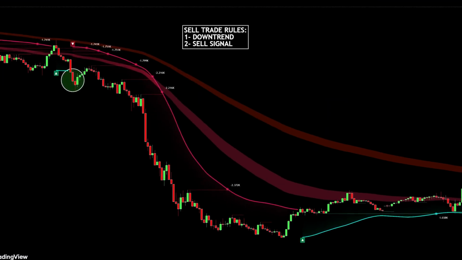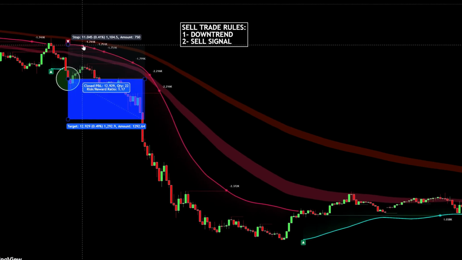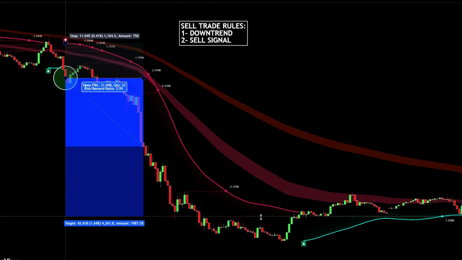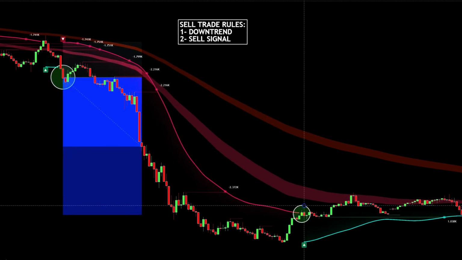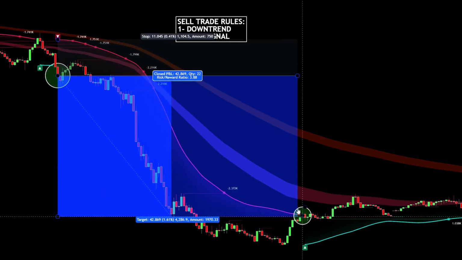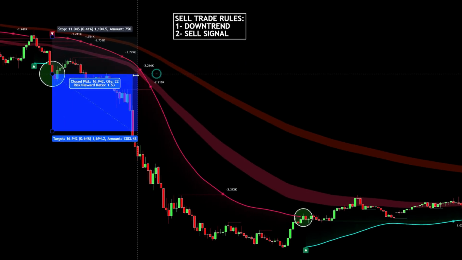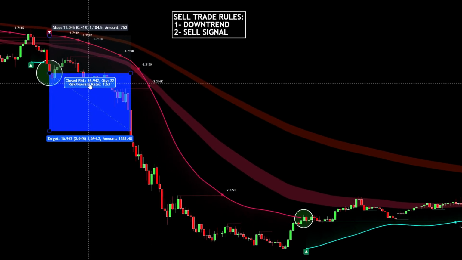Once you've identified a sell signal, go ahead and open a short position to capitalize on that bearish market. As for setting your stop loss and target, the process is similar to buy trades, but in reverse. Set your stop loss above the VDI line to protect your trade, and for your target, you can either trail it with the VDI line or aim for a target that's 1.5 times the risk.